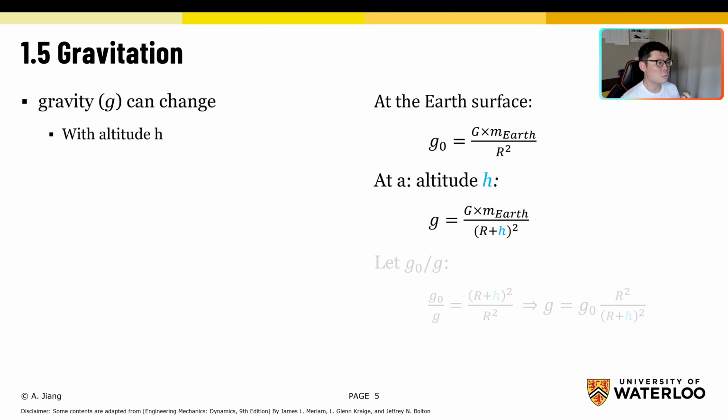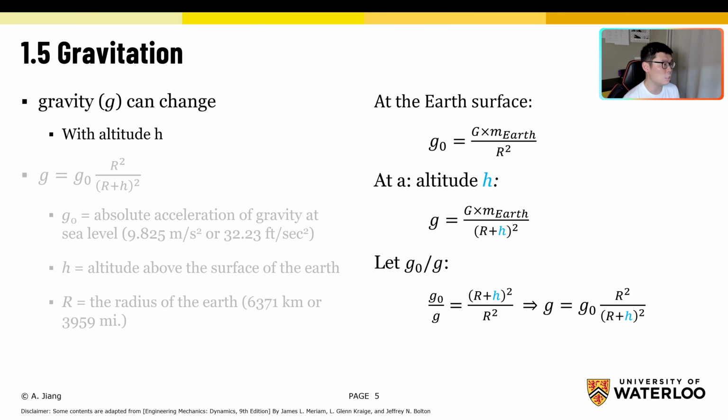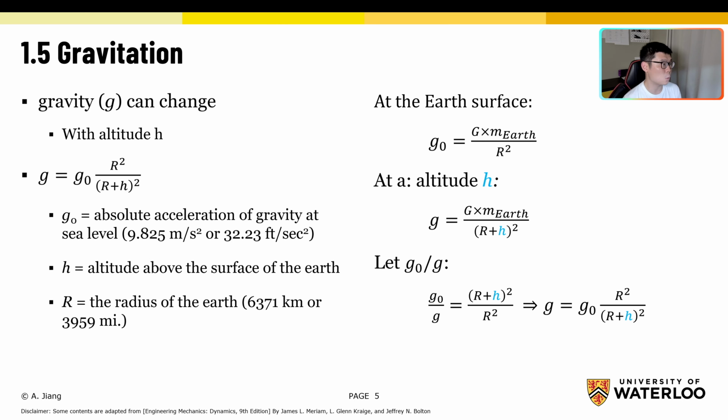So you don't need to start from scratch over and over again to recalculate the gravity at altitude h. Given the equation g equals g naught times r squared over r plus h squared, we can calculate the g at any given altitude. And g naught is what we call the absolute acceleration of gravity at sea level, and h is altitude above the surface of the Earth. r is a constant, is the radius of the Earth.